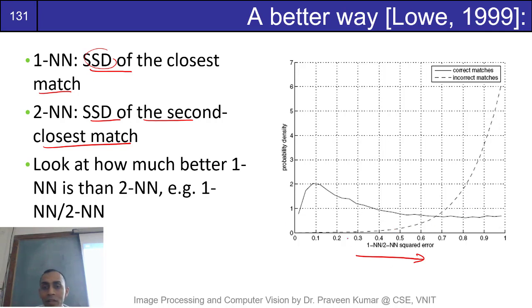So as we see, when this ratio is low, the correct matches are very low. But when this ratio increases, the correct matches are in the continuous line here. So when this ratio is low, the density of the correct matches is high, and then this reduces when this ratio decreases. And inversely, again the same argument will apply here also.